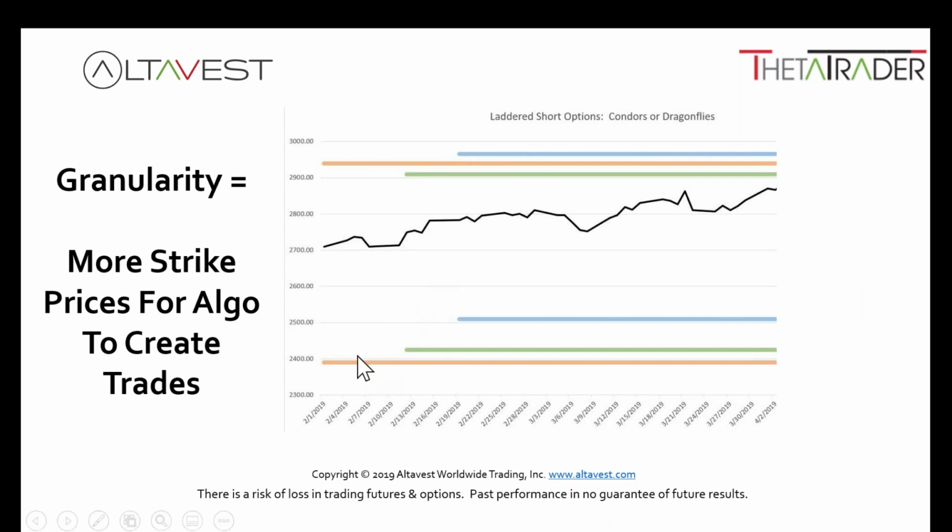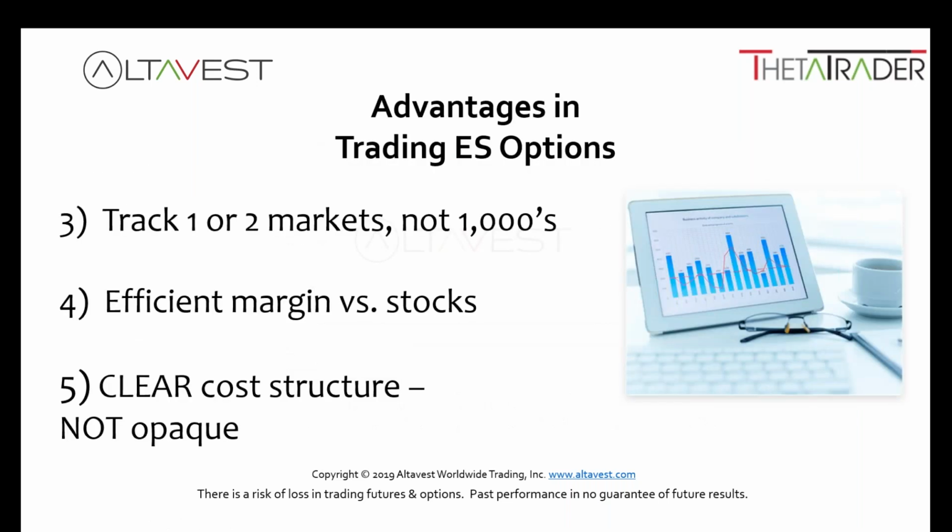So you can see here you have the calls and puts on this Condor that are being sold. A little bit of time goes by, you sell another set of calls and puts, different strikes. A little more time goes by, another set. So that you want to keep your strikes laddered. That's what they call it, among expiration and strike prices. That's called granularity. Another advantage, of course, with the indexes, just say the ES options, you're looking at just one market, not thousands. Efficient margin use versus stocks, and you have a clear cost structure. It's not opaque and cloudy.